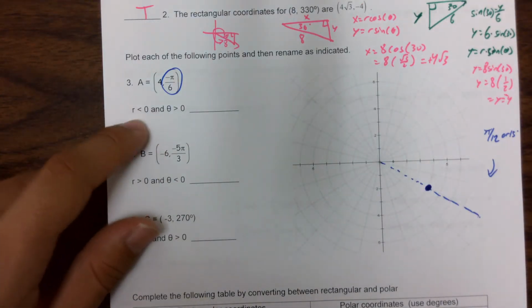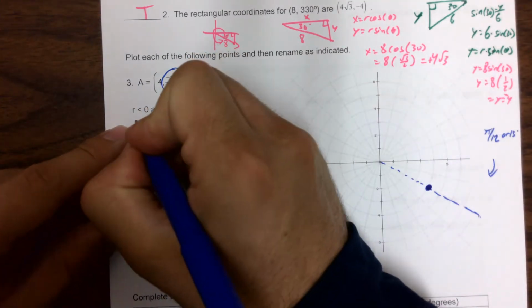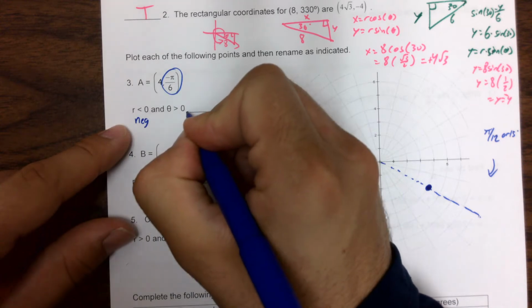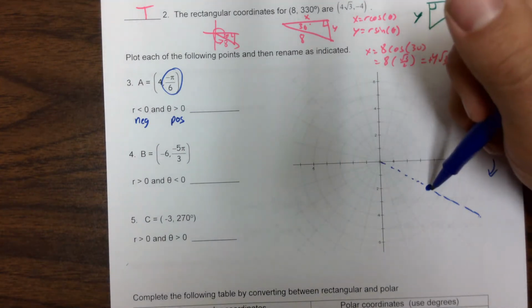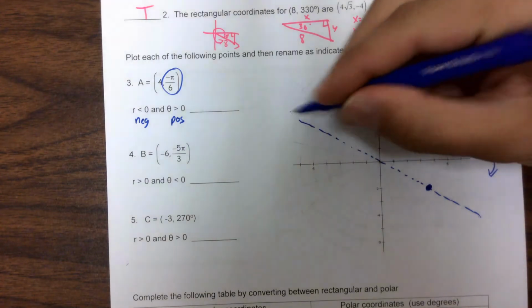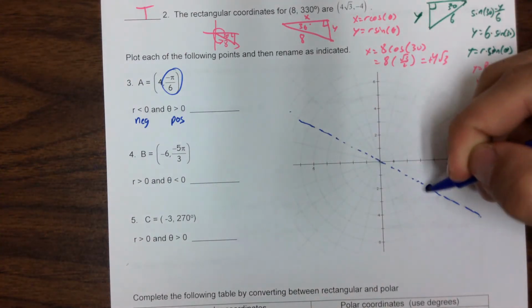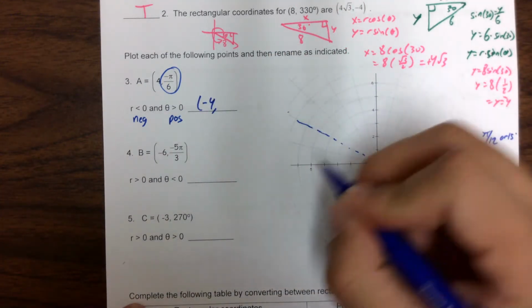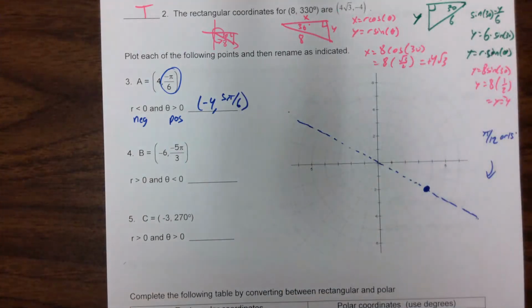Now, it's asking, I want to rewrite this point with r less than 0. That means it's negative, but theta is bigger than 0, that means it's positive. So I need a positive angle with a negative radius. Well, if I want a negative radius to end up here, that means I must be out on the other side, somewhere over here, so that I can go negative radius and come here. So negative radius would be negative 4. A positive angle for that would be 5π/6.